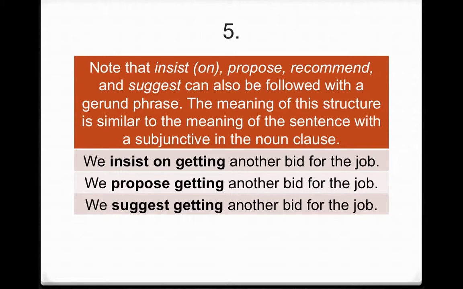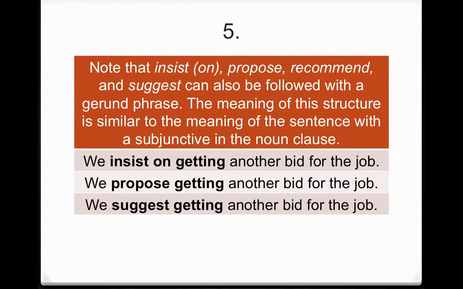The meaning of this structure is similar to the meaning of the sentence with a subjunctive in the noun clause. So I can say, we insist on getting another bid for the job. We propose getting another bid for the job. We suggest getting another bid for the job. We could also say, we insist that you get, or we propose that you get, or we suggest that you get.